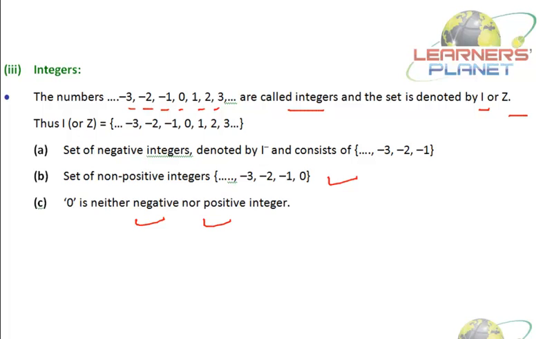Let me just quickly revise the definition of integers. Precisely, negatives of natural numbers, natural numbers themselves, as well as 0. All these three make the set of integers.